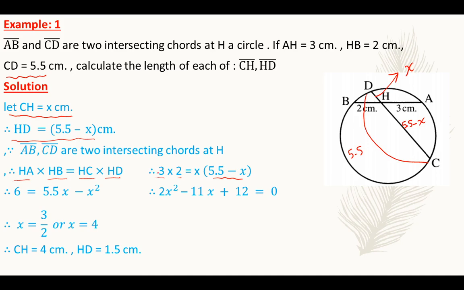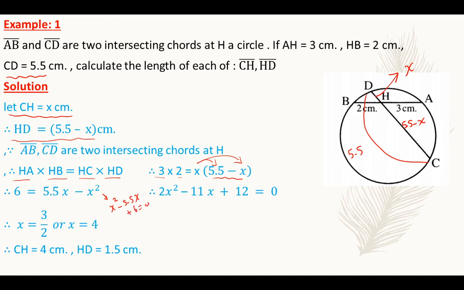Okay, let's multiply. 3 times 2 will be 6. x times 5.5 will be 5.5x. x multiplied by negative x will be negative x squared. Here you can multiply all the terms of the equation by 2, or by 10, or you can just arrange it. So you can write it as: negative x goes to the other side, it will be x to the power of 2, and 5.5 goes to the other side, negative 5.5x plus 6 equals 0.